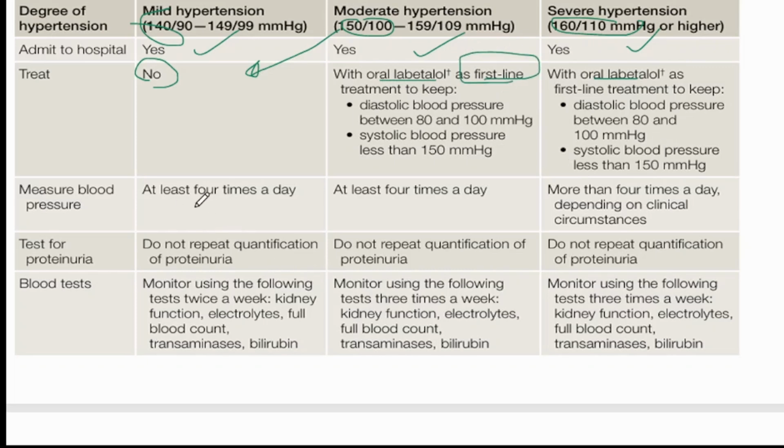We have to measure the blood pressure at least 4 times every day. If it's more than 160, we can measure it more than 4 times. We don't have to repeat proteinuria. We need it for diagnosis, but we don't need to monitor it every time. Once we have established that the person has preeclampsia, we don't need to repeat the quantification of proteinuria. We have to do certain tests at least twice a day: kidney function, electrolytes, CBC, transaminases, bilirubin, because if any of these is deranged, then we label it as preeclampsia with severe features, and then the management is a bit different.